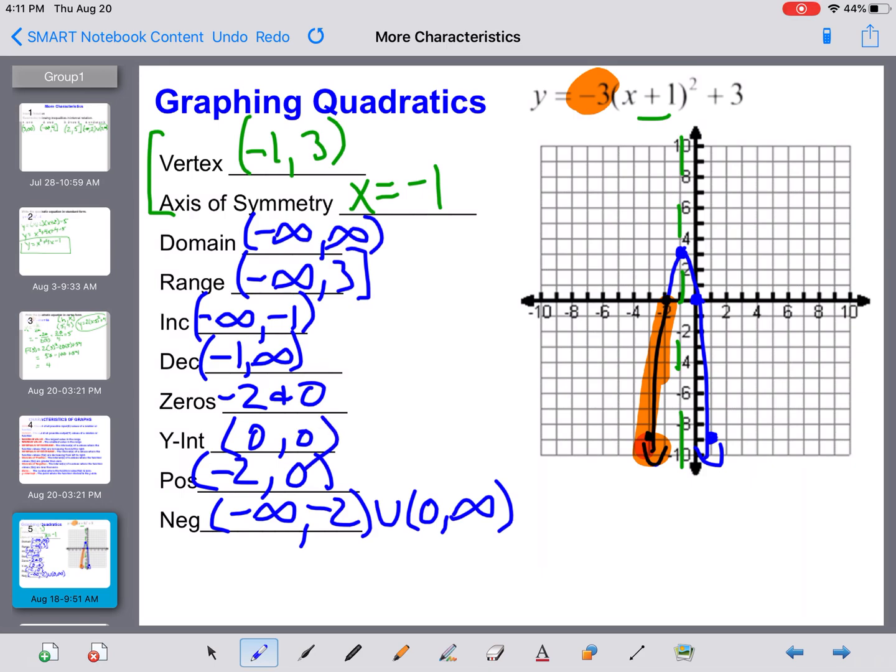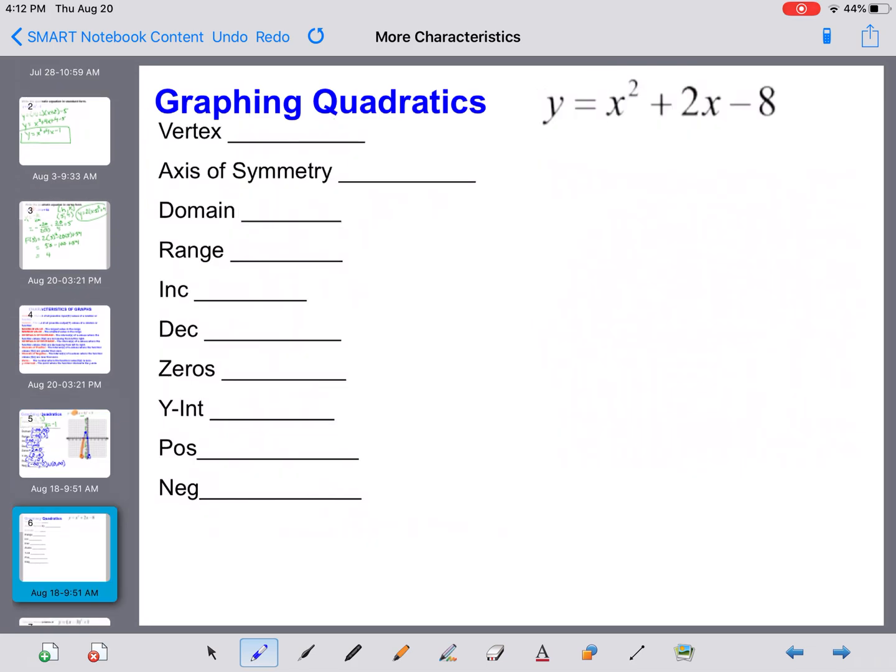So remember that your increase, decrease, and your positive, negative are all x values, but increase, decrease uses the vertex. Positive, negative uses the zeros.